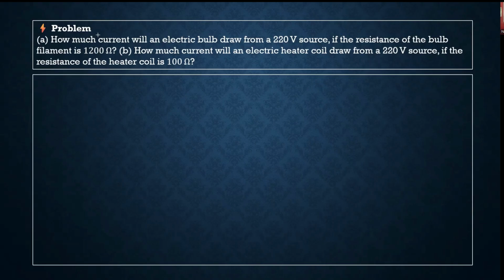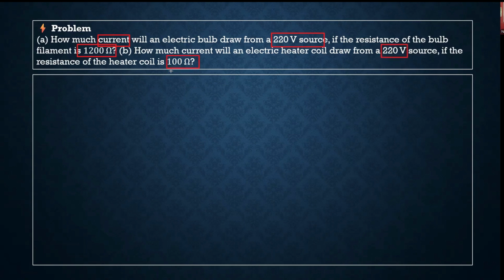It is asking about current. How much current will an electric bulb draw from a 220 volt source if the resistance of the bulb is 1200 ohm? And the second part of the question is how much current will an electric heater coil draw from the same source if the resistance of the coil is 100 ohm?